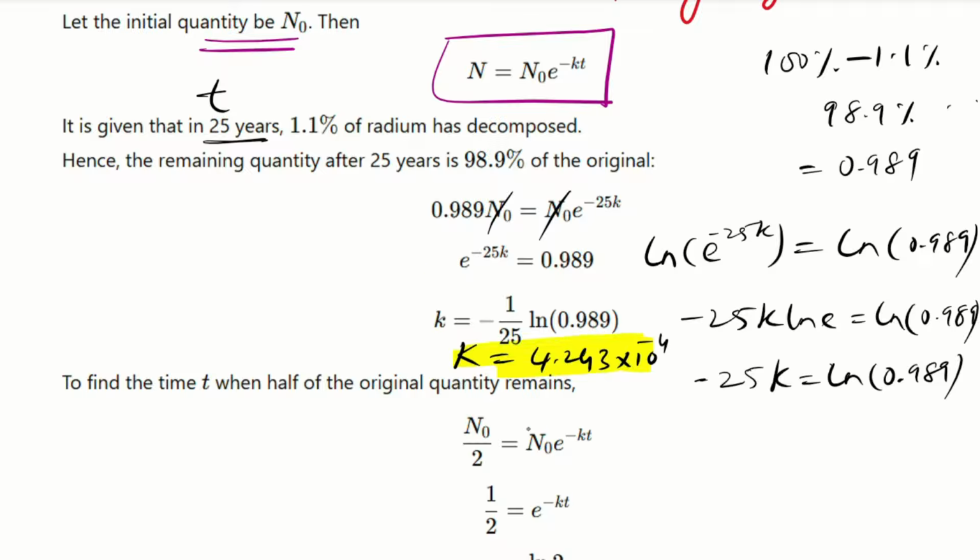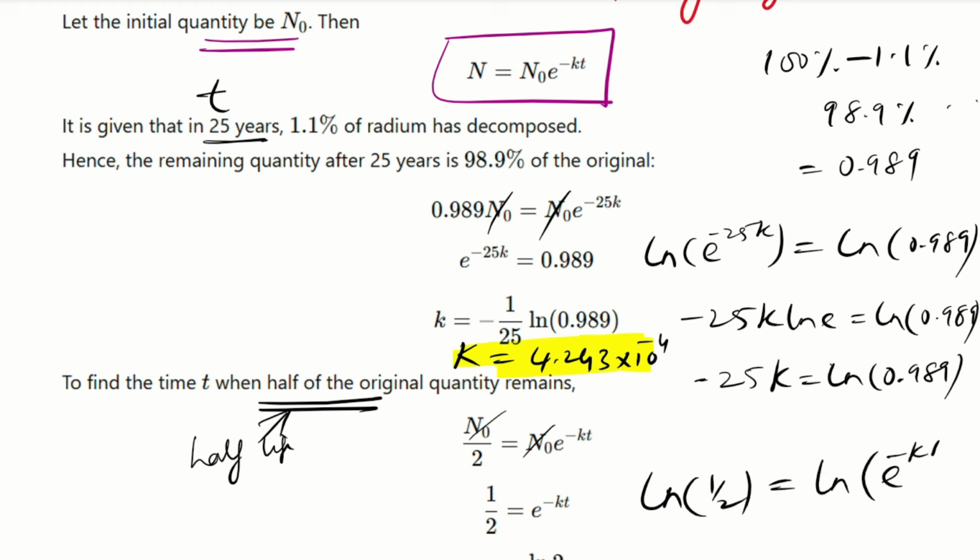Now once you find k, we have to find a time t when half of the original remains, that is half-life. So half-life means initially it is N naught, and then N naught becomes half, so N naught by 2. So again put in the formula, N naught by 2. Again here N naught cancels. So we get 1 by 2 equals e raised to minus kt. Again apply ln on both sides. So ln of 1 by 2 is equal to ln of e raised to minus kt.